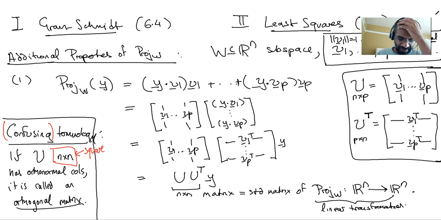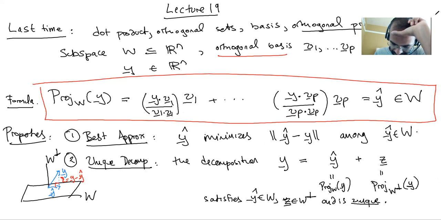Now, somebody asked the question, why doesn't this depend on the choice of basis? Right. Well, the answer actually goes back to these properties. One way to prove it, you can use either of these, right? So the projection is the minimizer among y hat of the distance to y, right? That property doesn't depend on the choice of basis. I can talk about this property of being a best approximation without ever mentioning a basis. I just need the subspace.